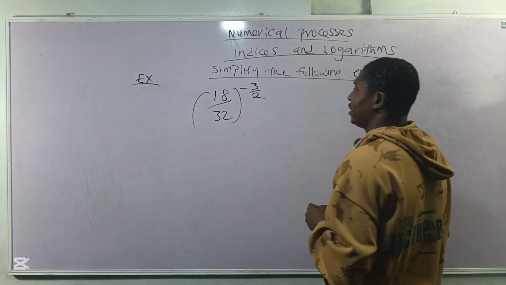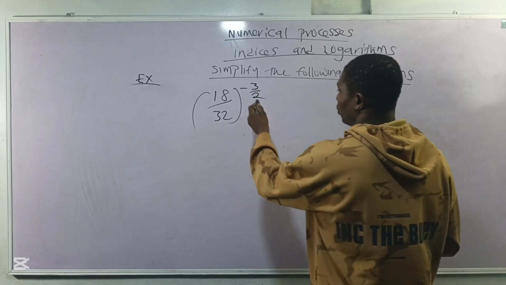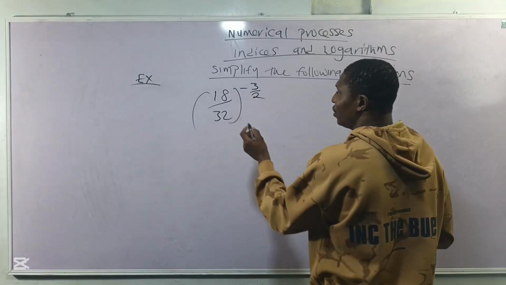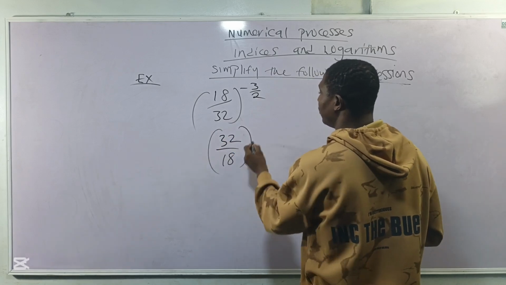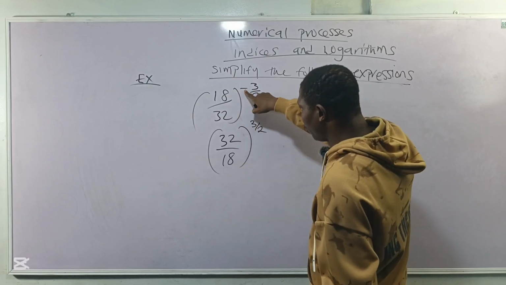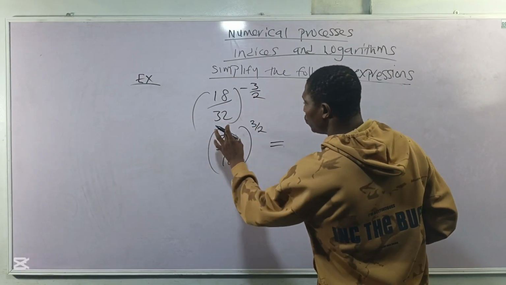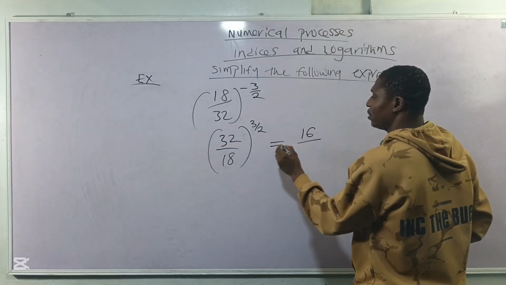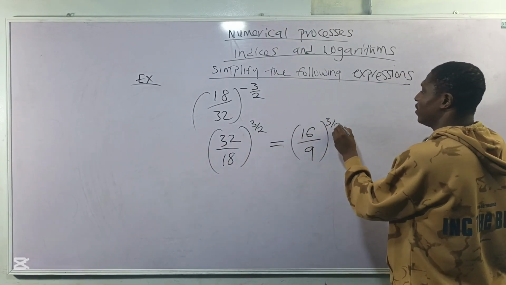So we have (18/32) in brackets raised to the power of minus 3/2. First, let's remove our negative sign. So we simply have 32 over 18 raised to the power 3/2. So the reciprocal of this, I've removed this negative value. And 2 here will give me 16, 2 here will give me 9, in brackets to the power 3/2.